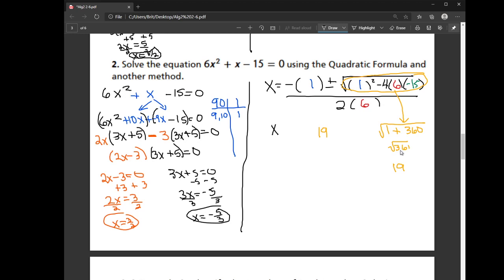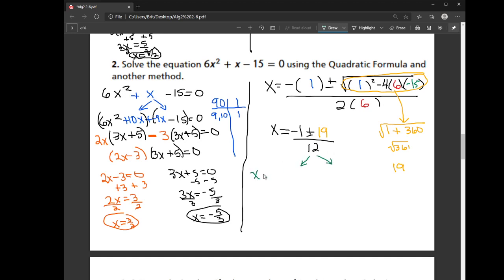Now, am I always going to have a perfect square? No. That's only when my answer is a whole number answer. Alright, so now this is where we're splitting it into two equations because the 1 and the 19 are like terms, okay?